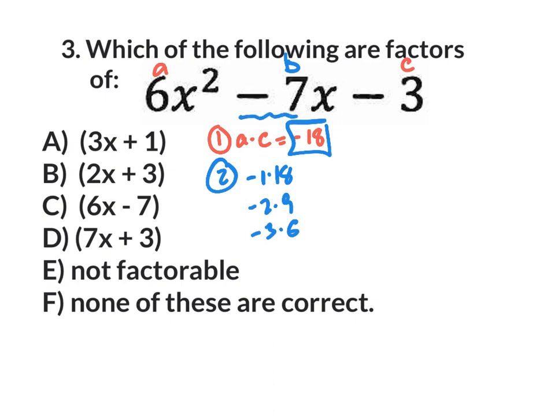Negative 2 and positive 9. That will give us a 7. That's great. So let's change those signs so we can get that negative 7. So we're going to put a positive 2 right here and a negative 9 right there.